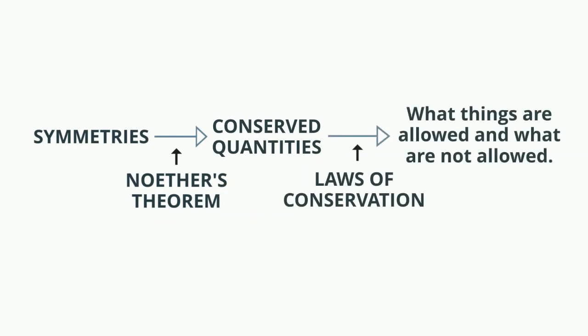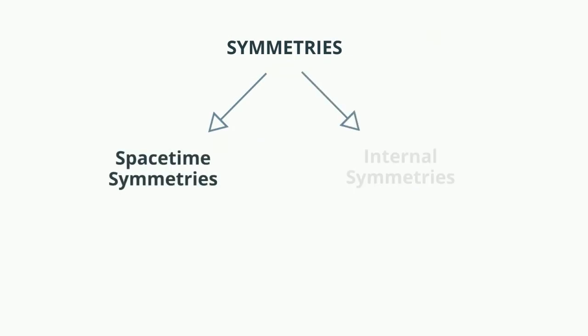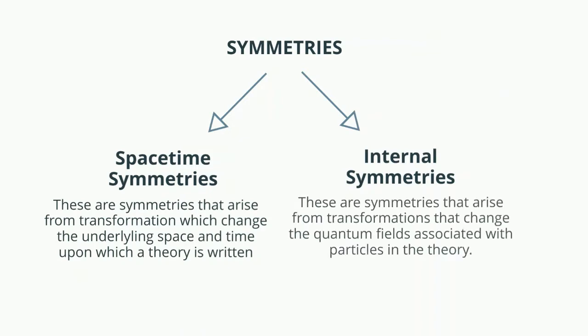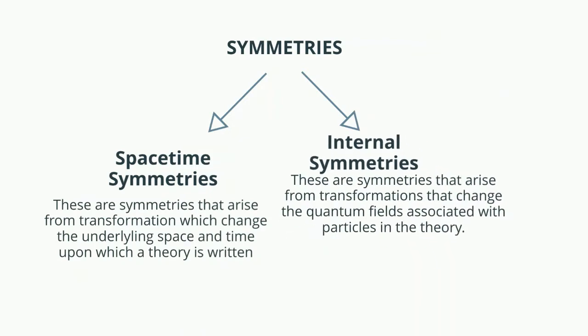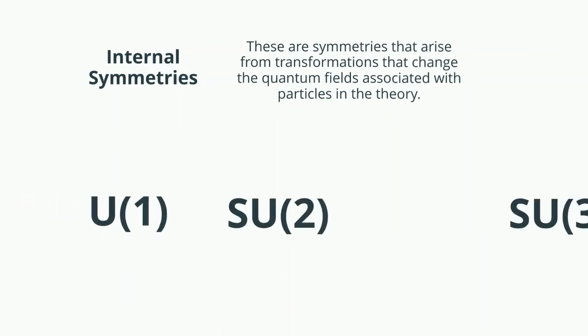In fact, the Standard Model, like any theory of physics, contains two kinds of symmetries: space-time symmetries and internal symmetries. We'll get to space-time symmetries in a bit, but for now we'll shift our focus to internal symmetries. Internal symmetries refer to symmetries arising from transformations which change the quantum fields used to describe our theory. The Standard Model has three internal symmetries with the scary-sounding names U1, SU2, and SU3.